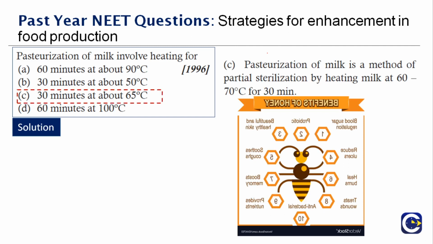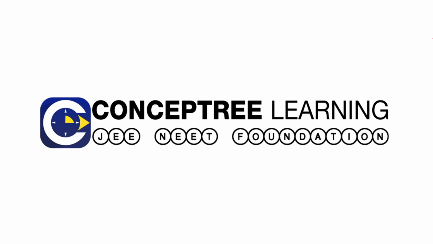So I've completed pasteurization. Pasteurization is a very important technique that is required for sterilization. It's one of the methods of sterilizing milk. Okay, with this we complete part 1 of strategies for food enhancement and production. We will meet in the next part of the same chapter.